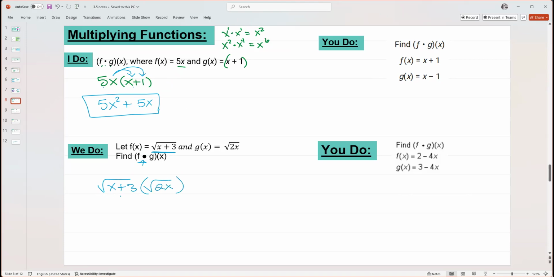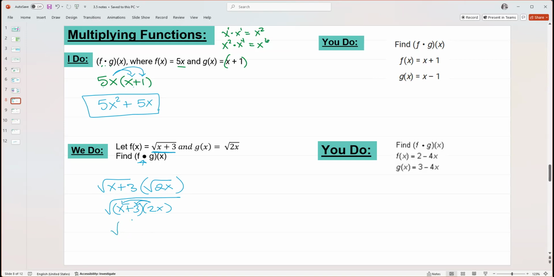Radical rules say that if I have two separate things underneath two separate radicals, as long as they're both square roots or both cube roots, you can still combine them. So this is the same thing as the square root of x plus 3 times 2x. It's a backwards distributive problem. You're distributing all of this, and that's okay. Just don't throw the radical away.